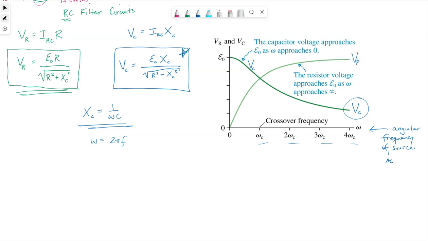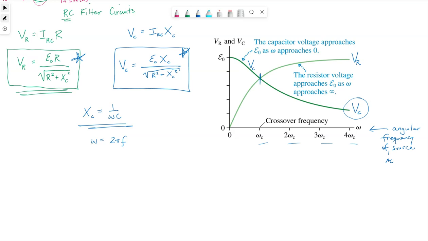The resistor's voltage, though, goes up as that frequency increases. And that's because in the resistor's voltage equation over here on the left, if omega gets bigger, XC gets smaller, and XC is only in the denominator there. So the resistor and capacitor, their peak values of voltage, change based off of the angular frequency of the source.